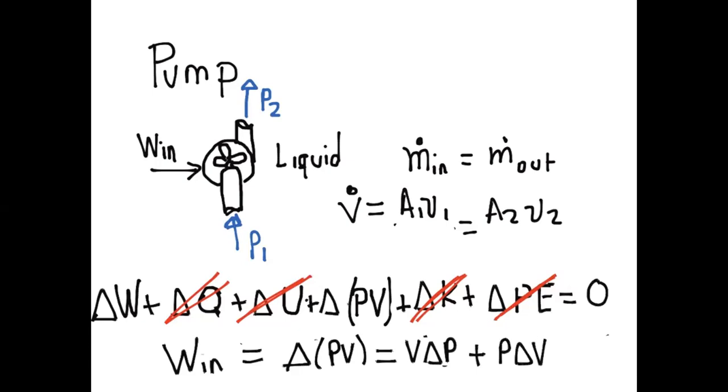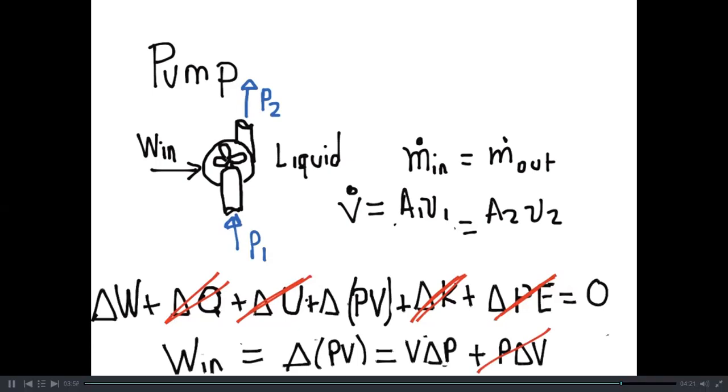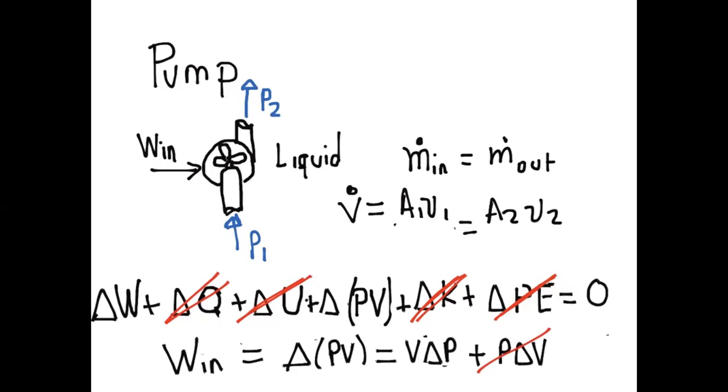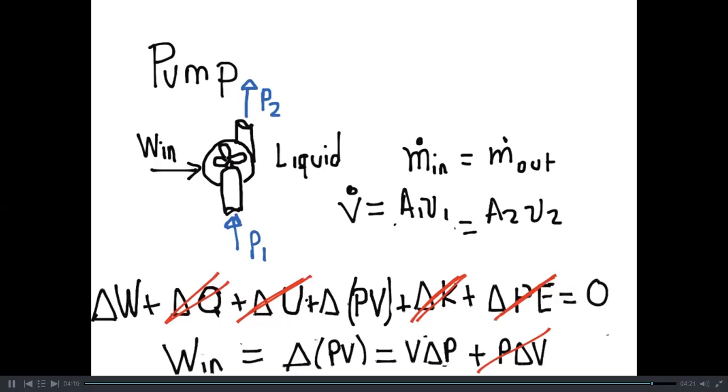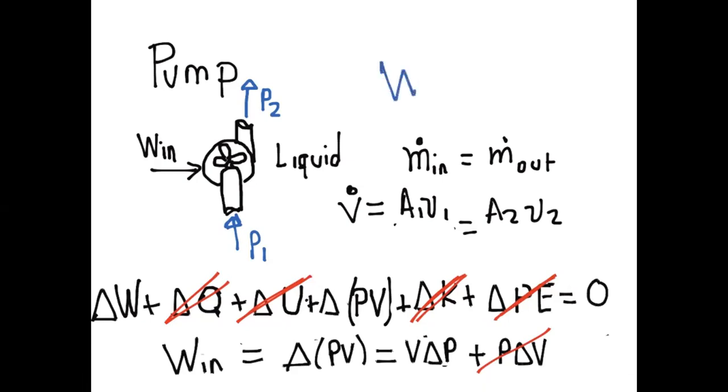And since the volume is not changing, because this is a liquid, then we can get to the conclusion that the work in the pump is going to be equal to V delta P, unless, for instance, you change also the velocity, which then you have to add the change in kinetic energy. But the conclusion here is that the work for the pump is going to be equal to V delta P.